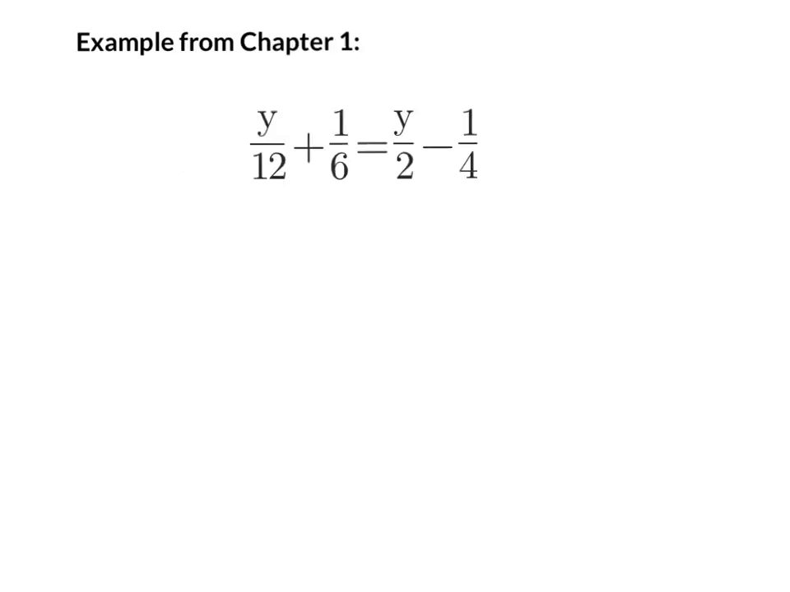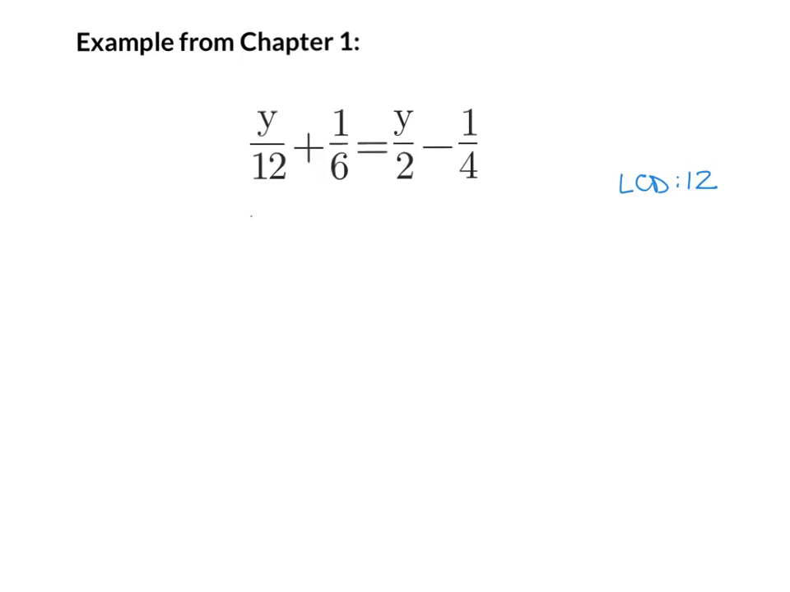Let's start with an example from Chapter 1. In Chapter 1, we looked at equations that contained fractions, and all of our denominators were numbers. So recall that what we want to start with is identifying the LCD. The LCD for this is going to be 12. So I want to rewrite each one of these terms with a denominator of 12.